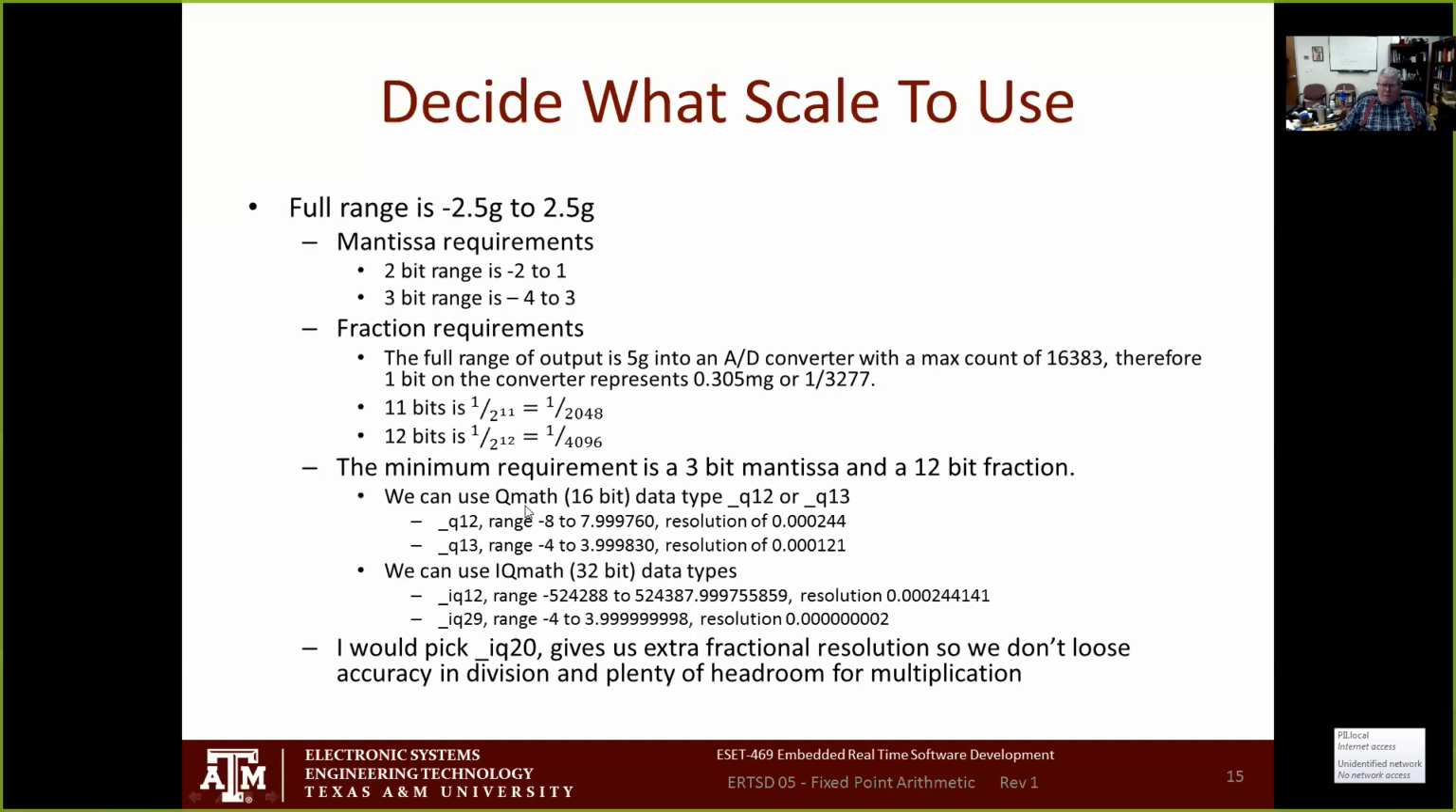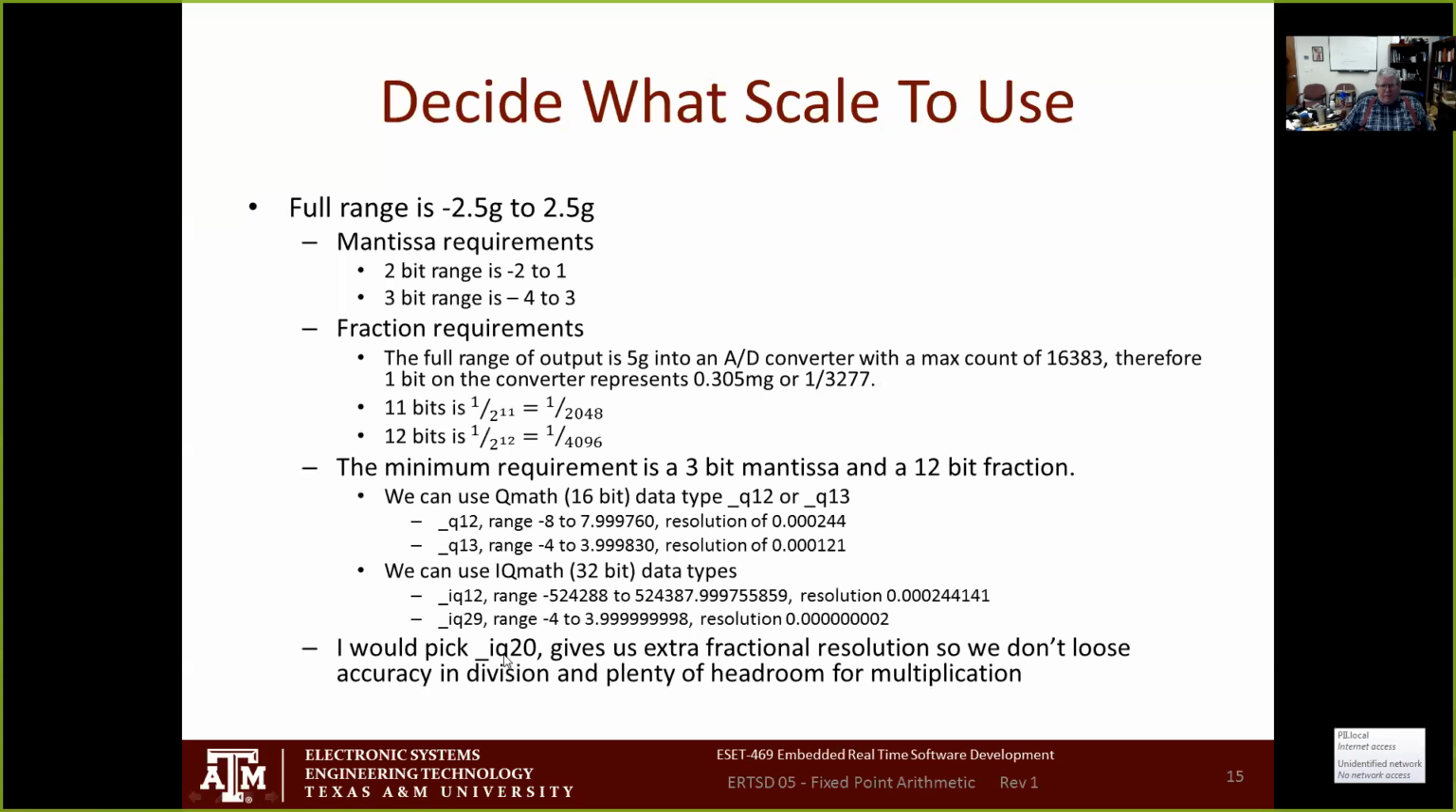If we did the Q math, which is using 16-bit values for fixed point, that would be more appropriate for something like an MSP 430, where doing 32-bit math involves a little bit more work because it has a 16-bit accumulator. But here we are, we're on the MSP 432.